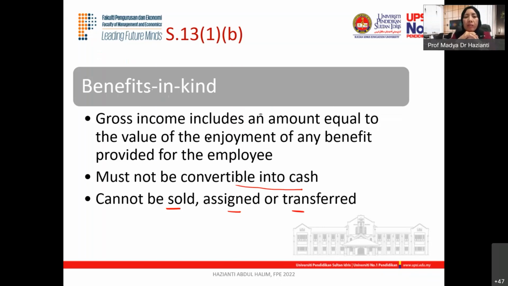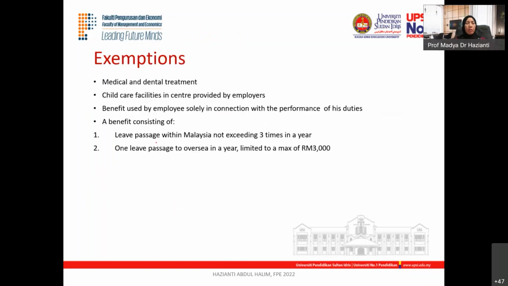Benefit consisting of leave passage within Malaysia. Okay, yang ni pun kita kena buat calculation nanti. Some employer dia bagi free the employee pergi holiday within Malaysia, not exceeding 3 times in a year. Dibayarkan. Best macam tu kan. Or ni kalau local within Malaysia, not more than 3 times a year.